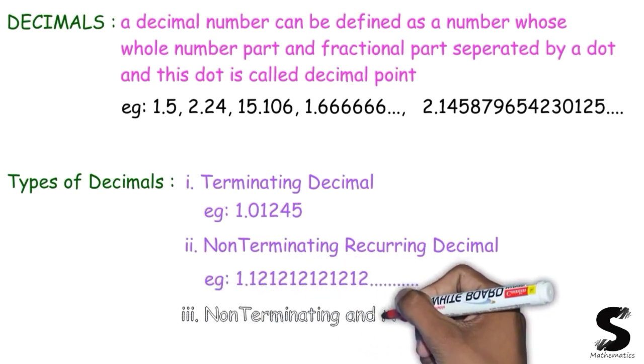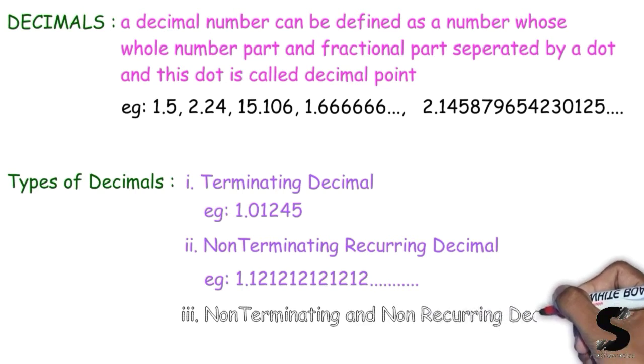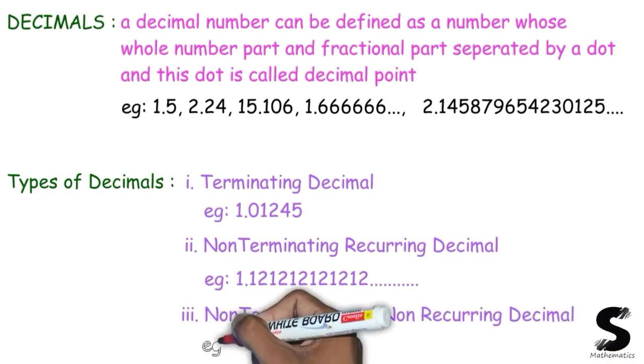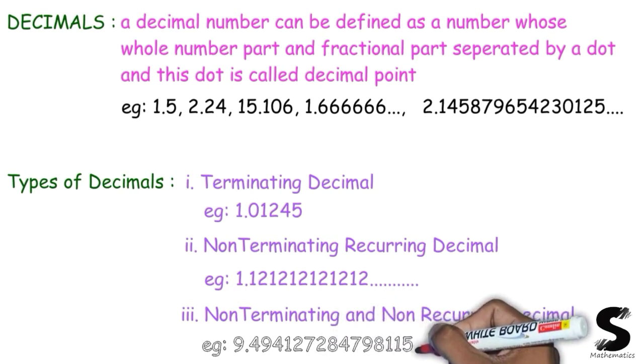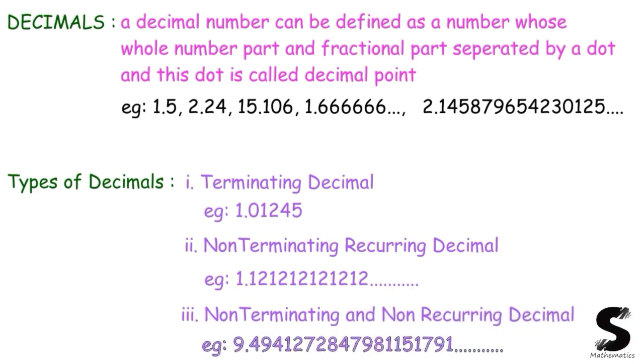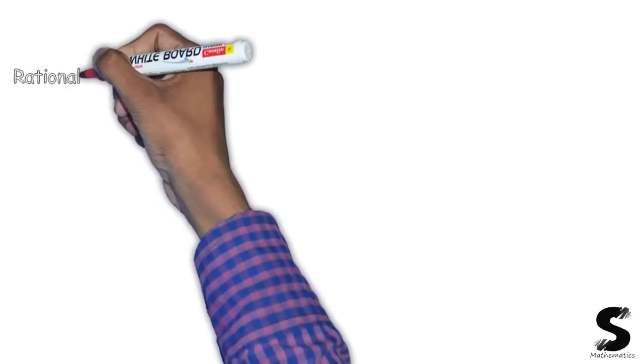Third one is non-terminating and non-recurring decimals. Example: 9.49412728479811 and so on. Here the fractional part goes on infinitely and no number is recurring.